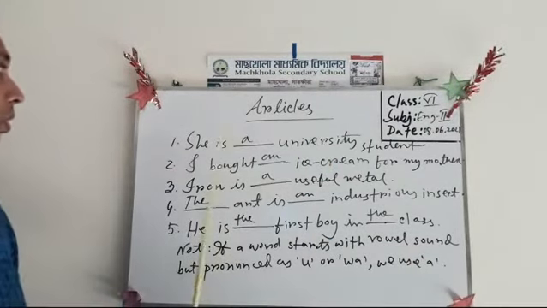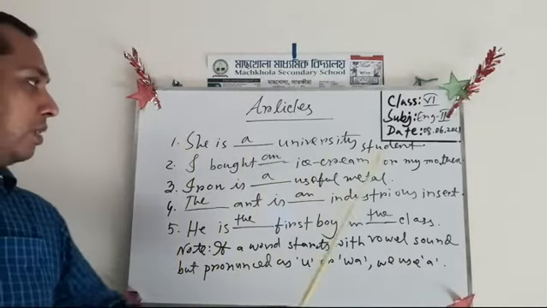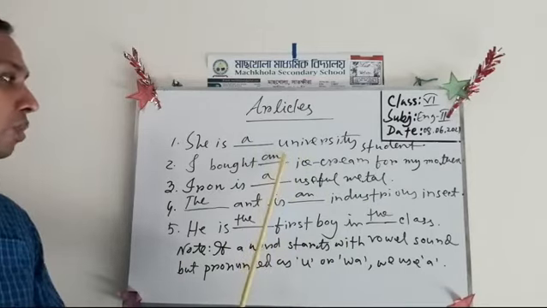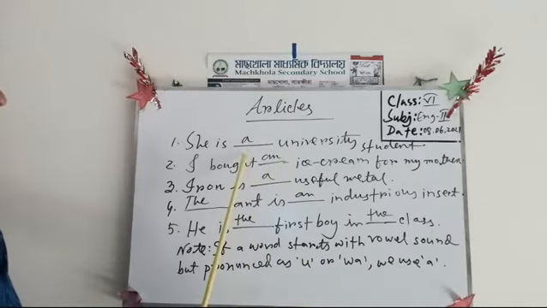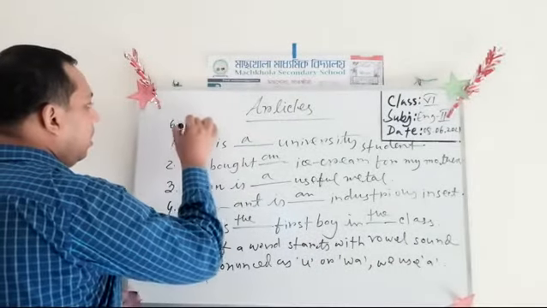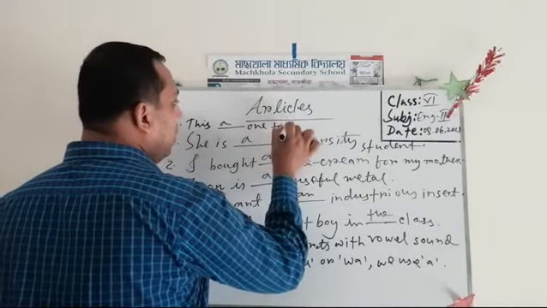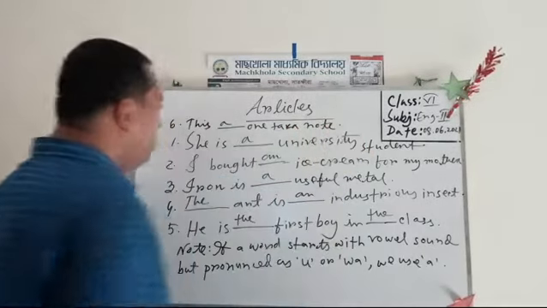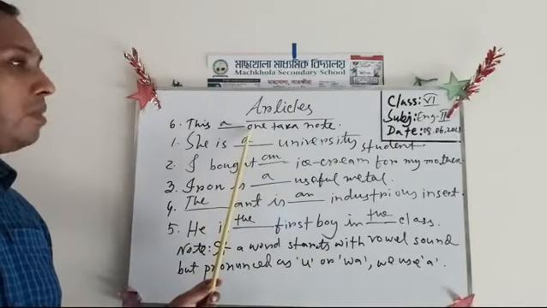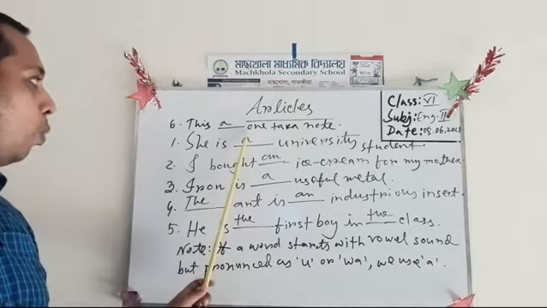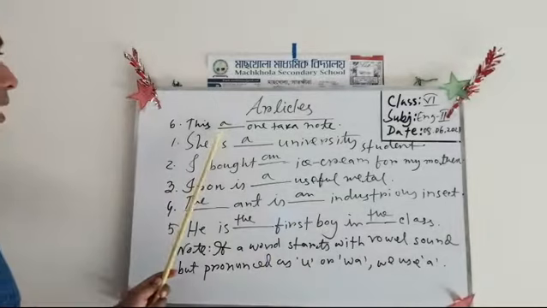So, she is a university student. You see, look at the word university. It is pronounced like you, so that's why we use a. And wa sound, if I write number six, this is a one taka note. Look at the sentence. Though it is a vowel sound, it takes a. Why? Because it starts with the wa sound, you see, wa, wa, one taka note, okay? That's why it takes a.